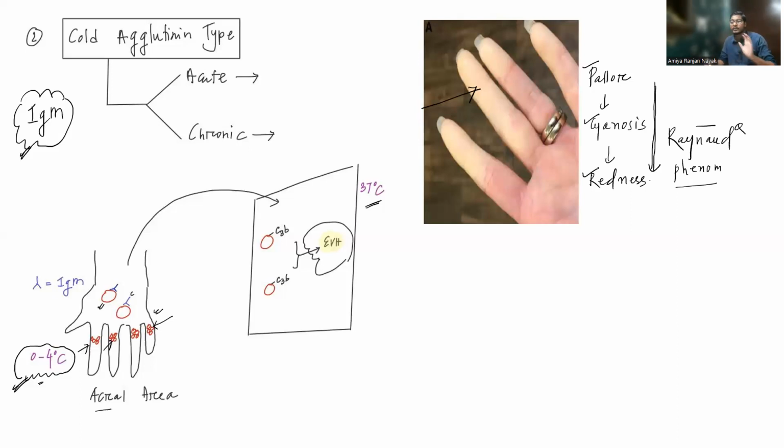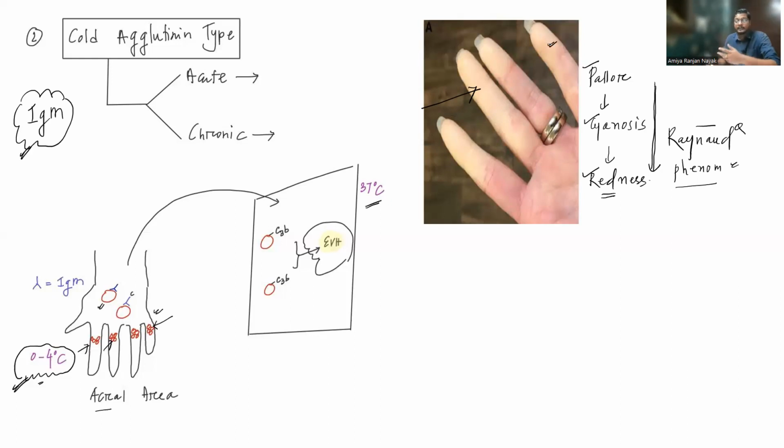I hope you understood the concept. Pallor is because of the occlusion of the microvasculature. Cyanosis is because of the increase in deoxygenated hemoglobin. And redness is because of the reactive hyperemia. This classical triad is seen in cold agglutinin disease. There are certain other conditions where we are going to get Raynaud phenomenon that we will discuss later. So if a question on hemolytic anemia gives this history, they are asking you about cold agglutinin type hemolytic anemia.